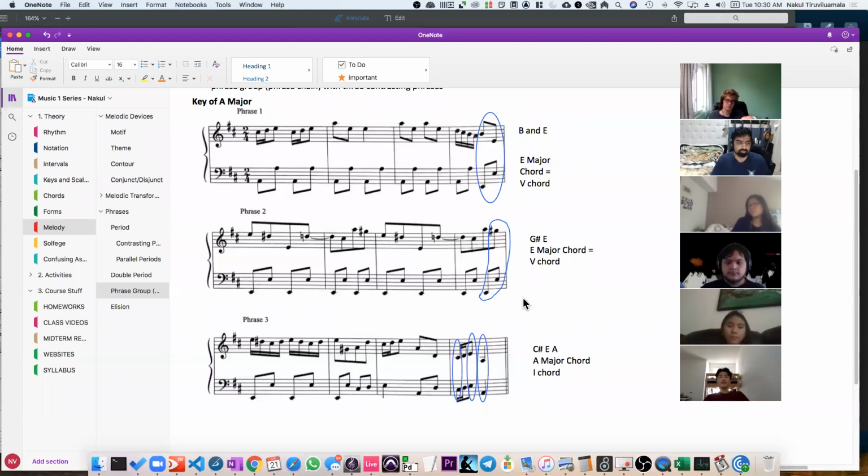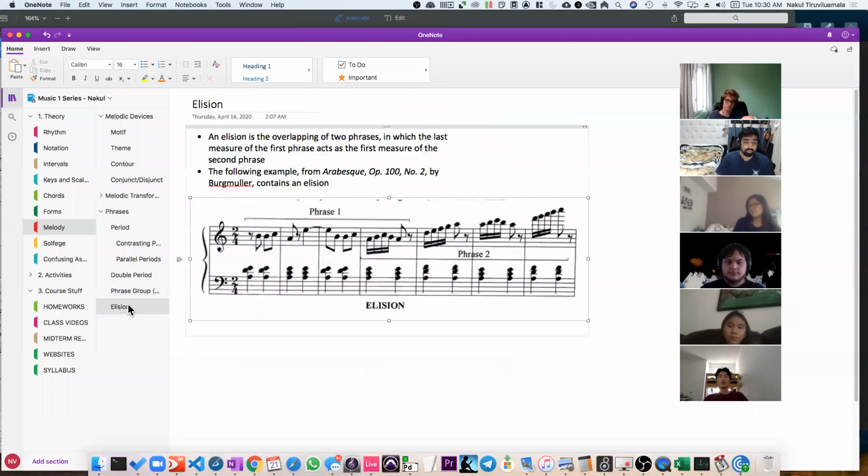All right, very good. Elision. An elision is the overlapping of 2 phrases, in which the last measure of the first phrase acts as the first measure of the second phrase. So let's take a look at this example right here.